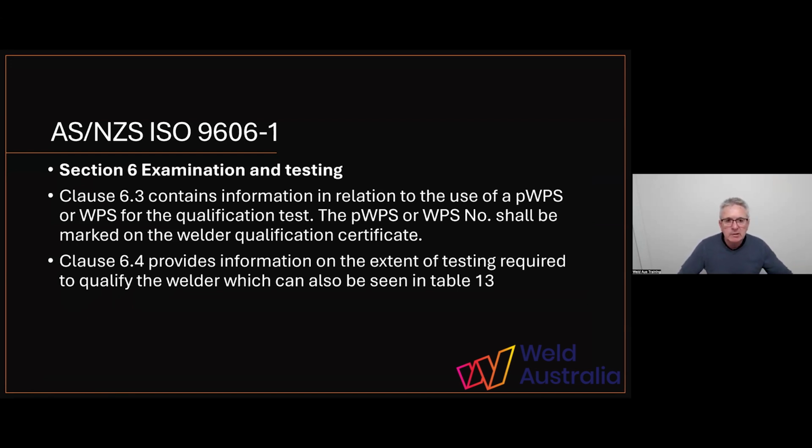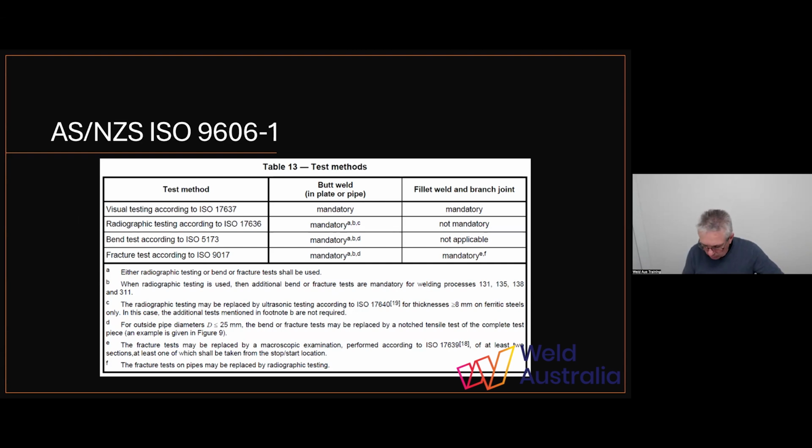So 6.3 contains information in relation to the use of a PWPS or a WPS for the qualification test. The pre-qualified weld procedure test or the WPS number shall be marked on the welder qualification certificate. So we should be able to check that right at the top of the document. And then clause 6.4 provides information on the extent of testing required to qualify the welder, which can also be seen in table 13. So if we go to table 13, it then gives us what's required, what is mandated, and what we look for.